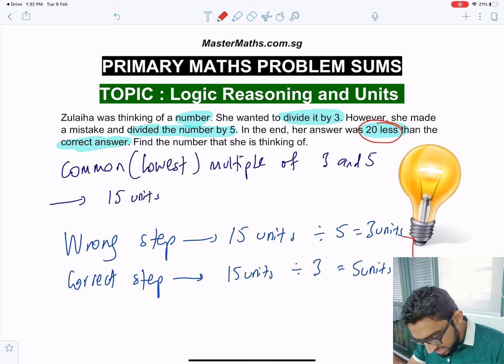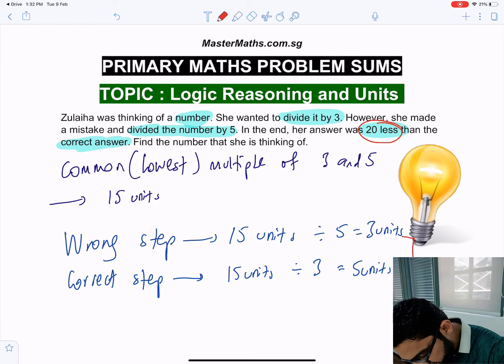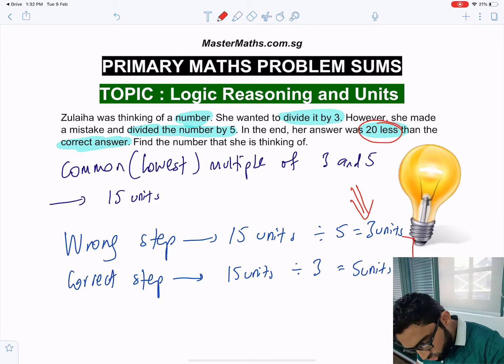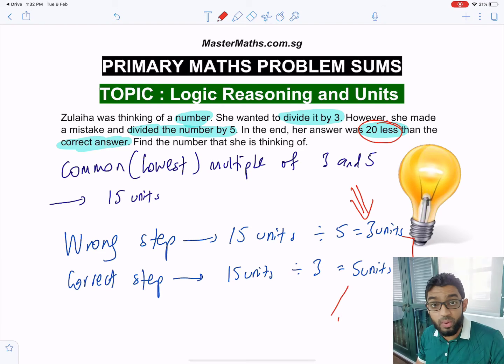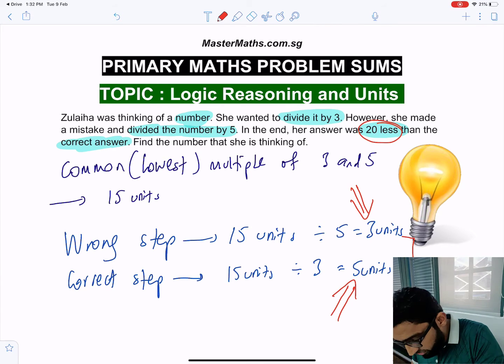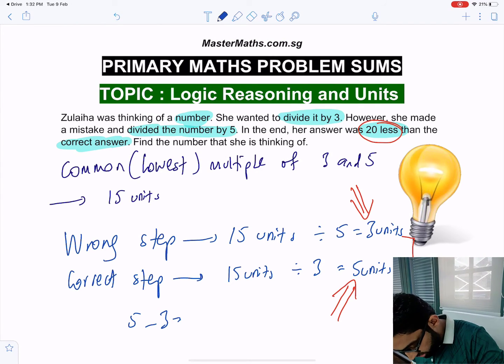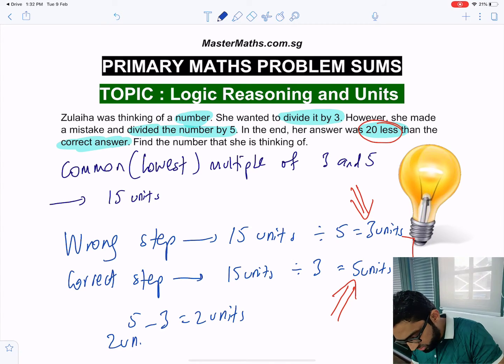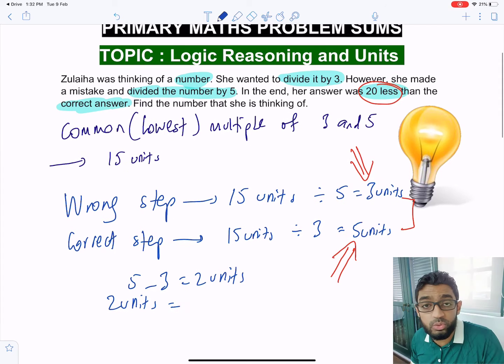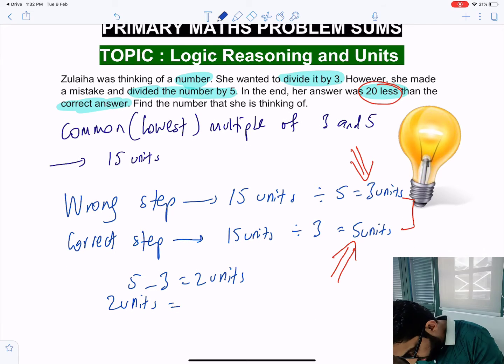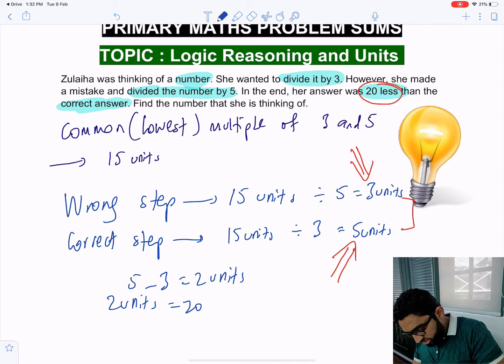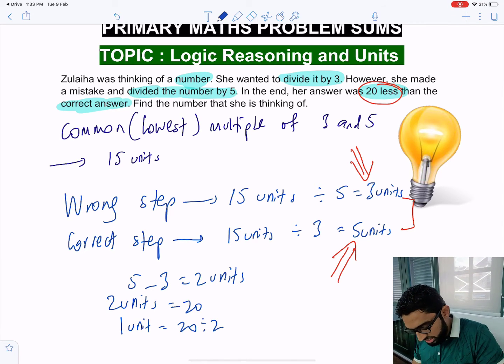In the end, her wrong answer here, which is 3 units, is 20 less than the correct one. So what does that say? When you take 5 minus 3, you get 2 units. And my friends, these 2 units are really the difference between the correct and the wrong answer, which is 20. So I can proceed to find 1 unit. 20 divided by 2, we get 10.